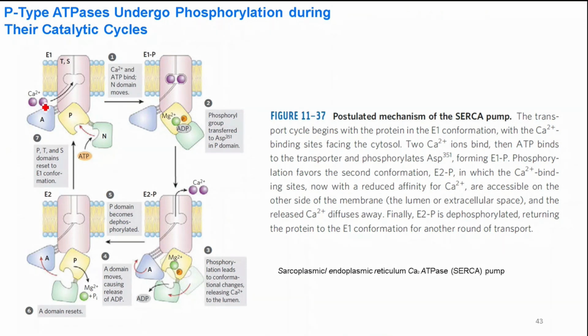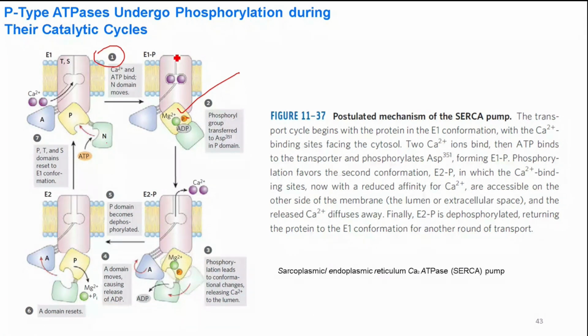These are two calcium ions, and this is the N domain. This is step number 1. Now the magnesium. Okay, ATP comes into action. ATP binds here to the N domain, and this P domain is phosphorylated. You can see a small p has been written here, and calcium gets inside, and next a change in shape occurs and the calcium is released.